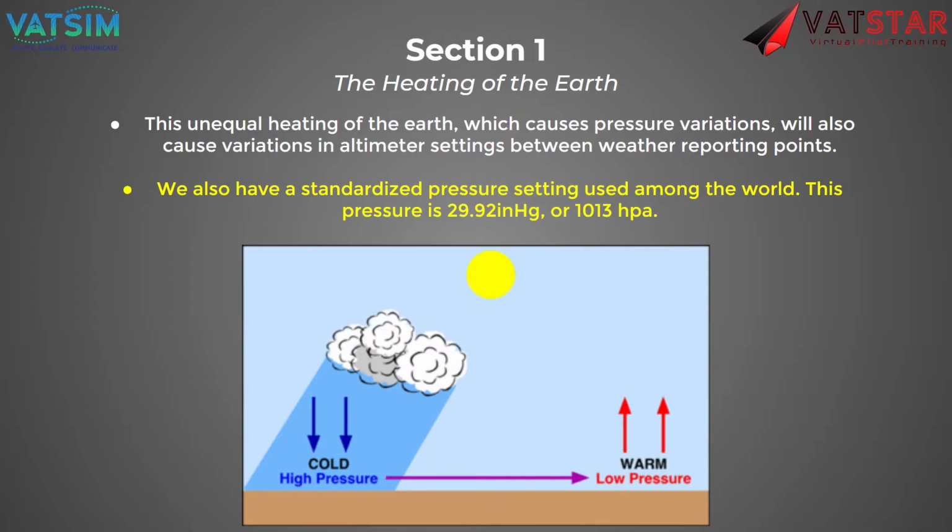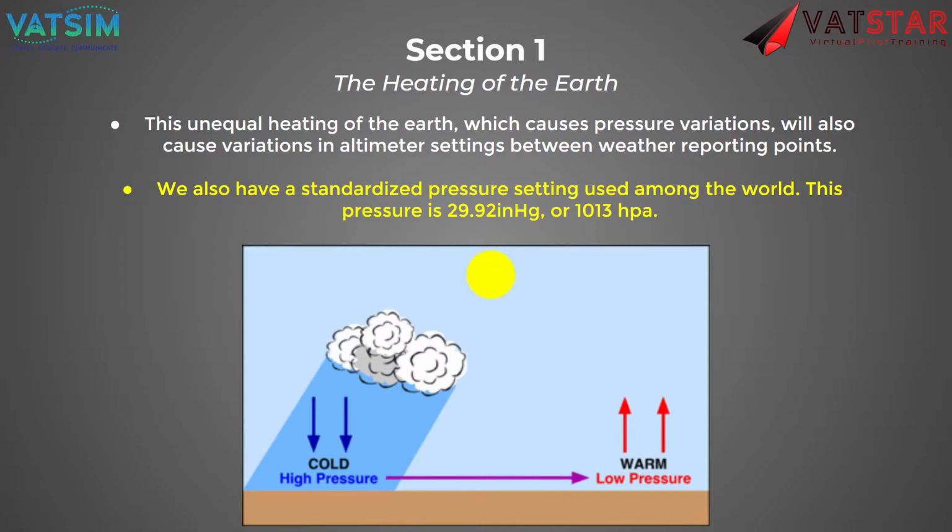So that unequal heating of the Earth actually will cause pressure variations. Cold air tends to have a greater pressure because it's sinking, and hot air tends to have a lower pressure because it's rising. And that actually causes the variation in altimeter settings or pressure at different points on the Earth. So we'll look at a map later on where we'll actually see that the pressure around North America or other continents will not be uniform. We'll see that the pressure is changing from point to point.